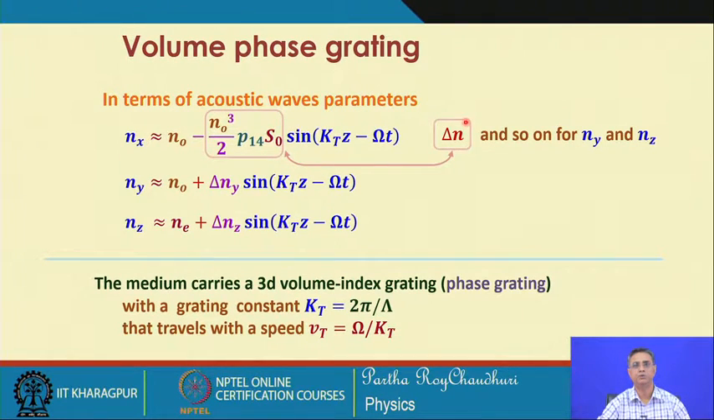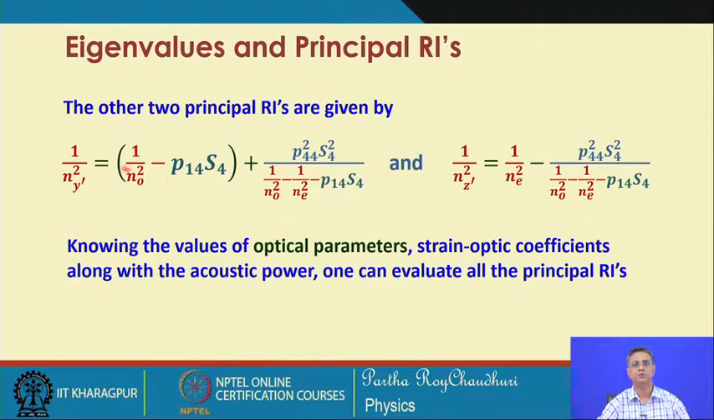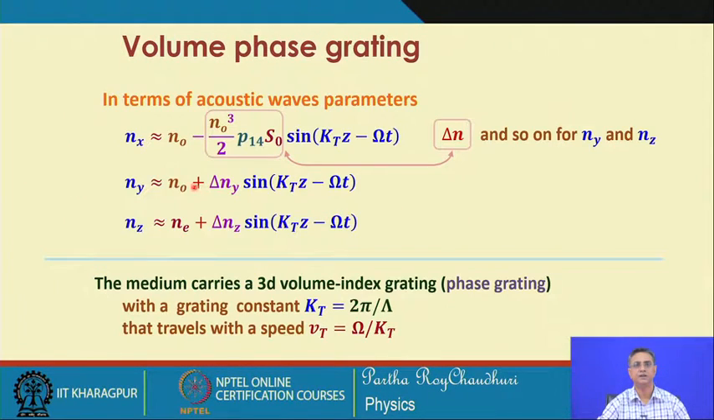So, it can vary up to plus minus delta n, and similarly from the other two we can also, after doing the necessary calculation, show that this will be n_o plus delta n_y, and this will be n_e plus delta n_z. These are the original refractive indices in the absence of the acoustic wave, and these are the changes due to the presence of the acoustic wave.